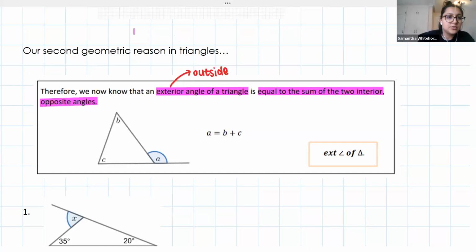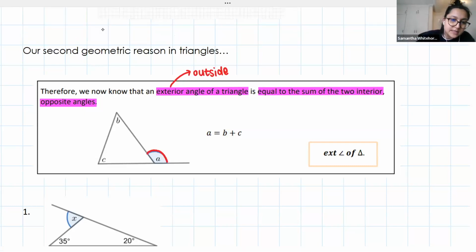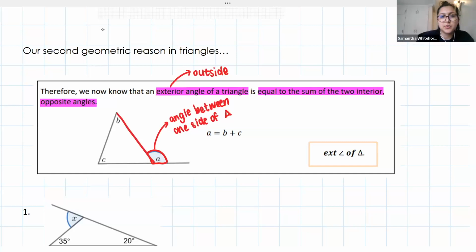I think we struggle with this reason because it seems like so many words that we now need to remember. Very basically, what this means is, here I've got angle A, that is the angle outside my triangle. Importantly, guys, take note of the fact that this is an angle between one side of my triangle. So here's the side of my triangle that it is between, and an extension.